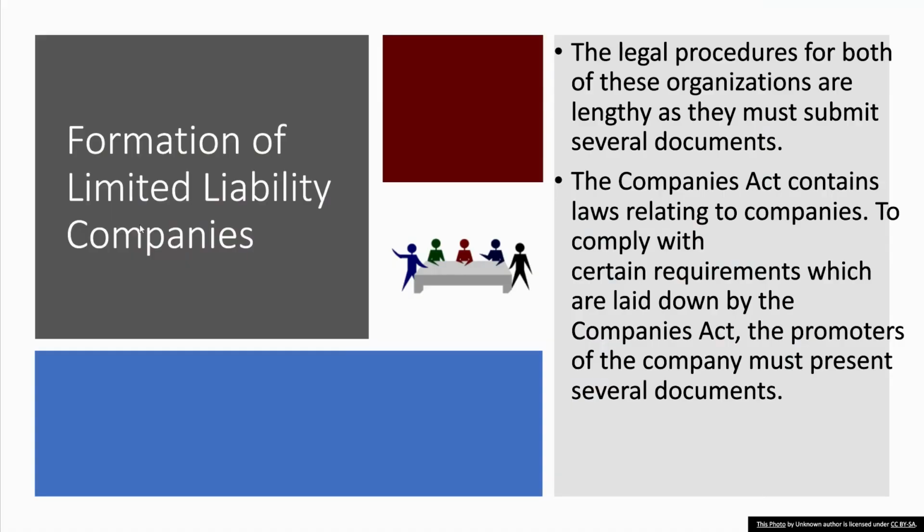Now we're going to look at how the public limited liability company and the private limited company is formed. So the legal procedures for both these organizations are very lengthy, and they must submit several documents. The Companies Act contains laws relating to companies. To comply with certain requirements which are laid down by the Companies Act, the promoters of a company must present several documents. And we're going to be looking at all of them. There's 7 of them.